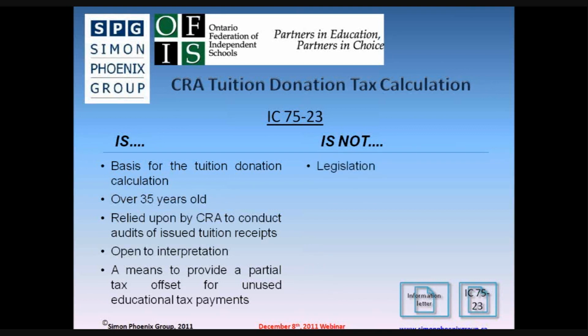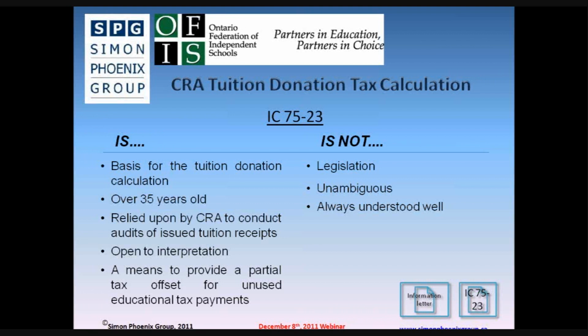IC 7523 is not legislation, and that is something very important to keep in mind. It is an information circular only. It is not unambiguous, and this relates back to my previous comment about how it's open to interpretation. It is not always understood well, and that goes for anyone in the general population. That could be CRA auditors themselves. There may be CRA auditors who are not up on IC 7523.